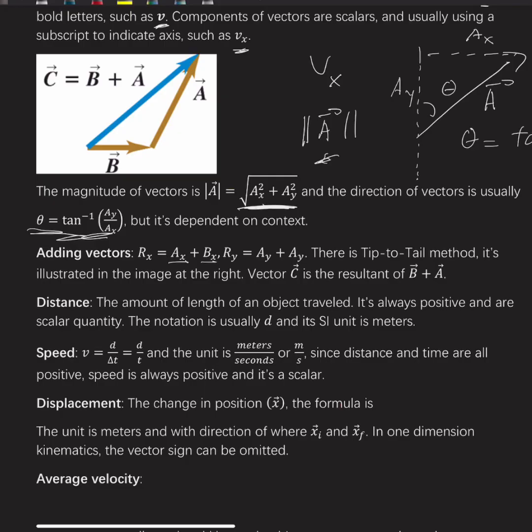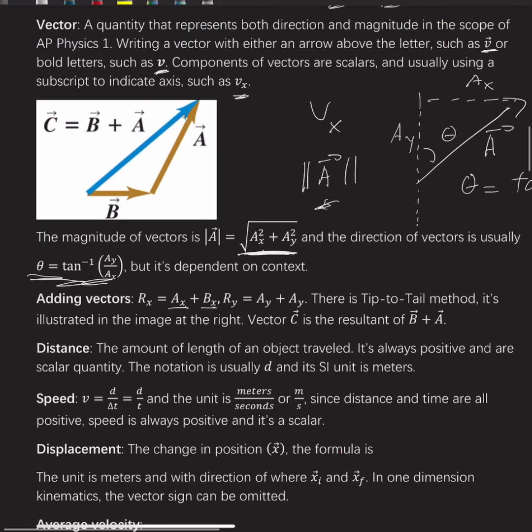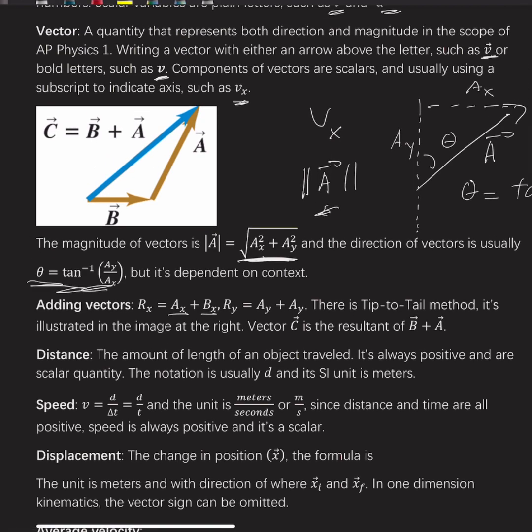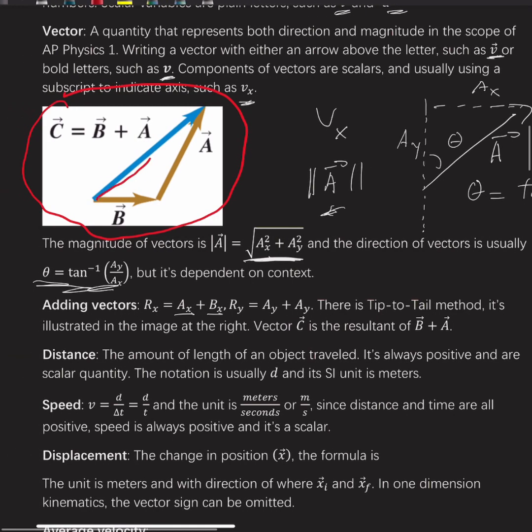There's a tip to tail method. It's in the image right here. So basically, you are adding b plus a. You draw the b vector first, and at its tip, you add the tail of vector a. And the result is this blue vector here. That's vector c.